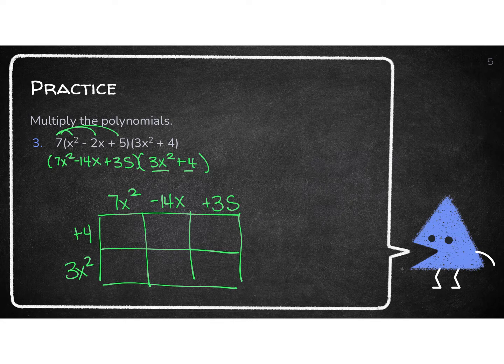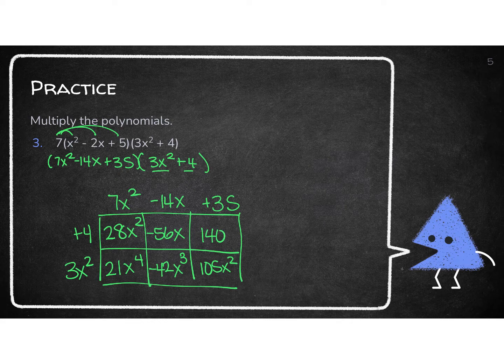So we're going to multiply 3x squared times 7x squared is 21x to the 4th. 7x squared times 4 is 28x squared. 3x squared times negative 14x, we get negative 42x to the 3rd. Negative 14x times 4, negative 56x. 3x squared times 35 is 105x squared. And then 4 times 35 is 140.